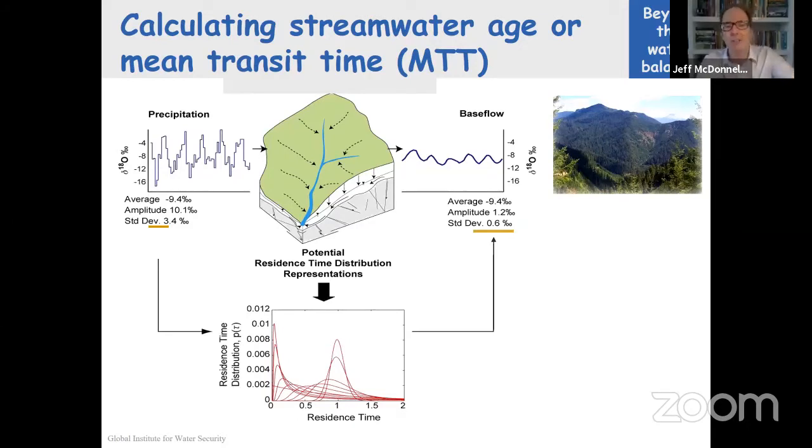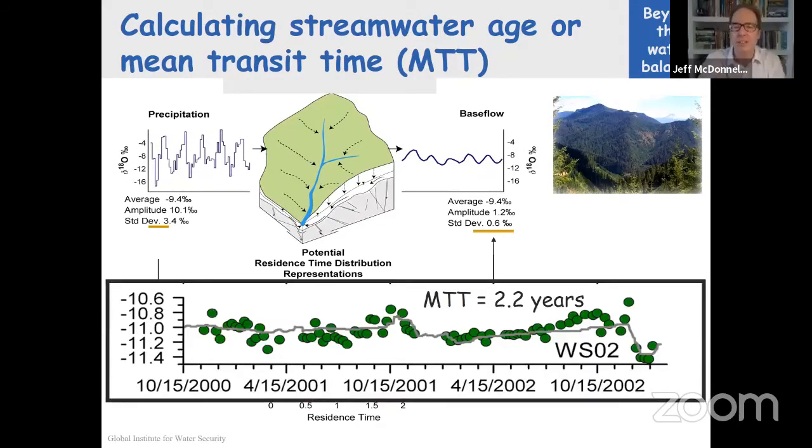And what you're doing is convolving the input with one of these functions to give you the best fit on the outflow data. So we sample, for instance, the dots in green, which is the stream flow in one of our sites. And then we do this so-called convolution to get what might be the best fit. In this case, this is our best fit. And the mean of that residence time distribution or transit time distribution is, in this case, 2.2 years. So that's the average age, if you like, of the stream.